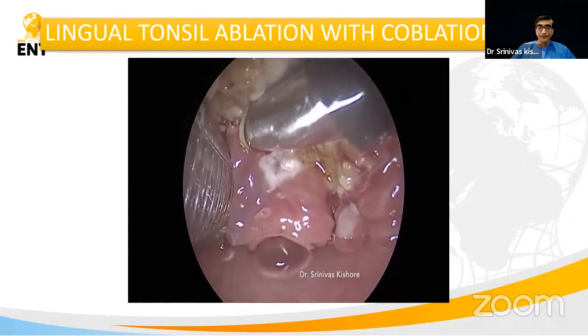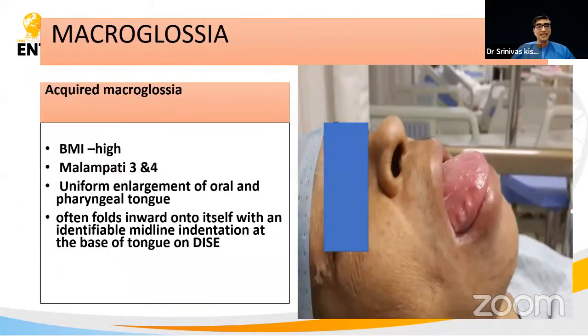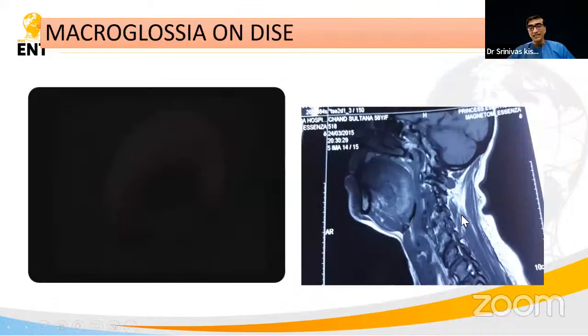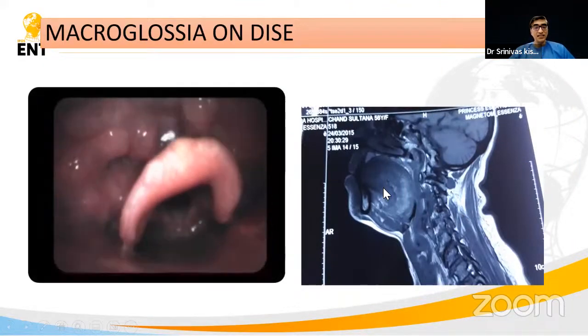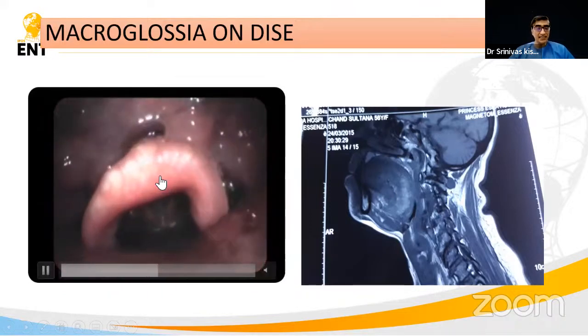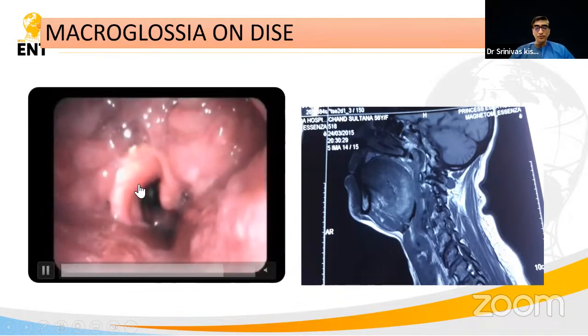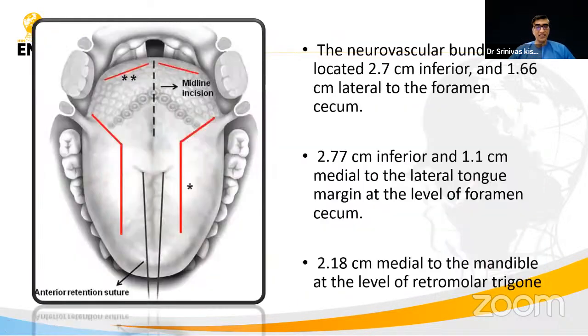And now, in some patients where there is absolute macroglossia, like this, wherein you can see this tongue is just not fitting into the mouth, you can see the scalloping. And this is on MRI. You can see how the tongue is just squeezing and causing the epiglottis to sort of crush.